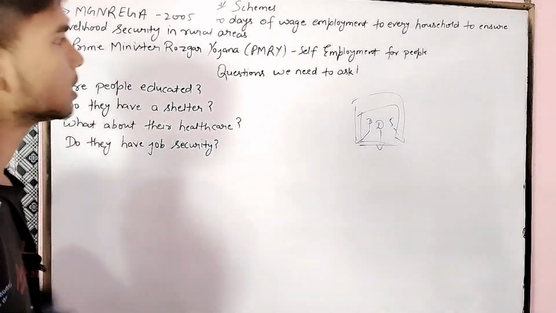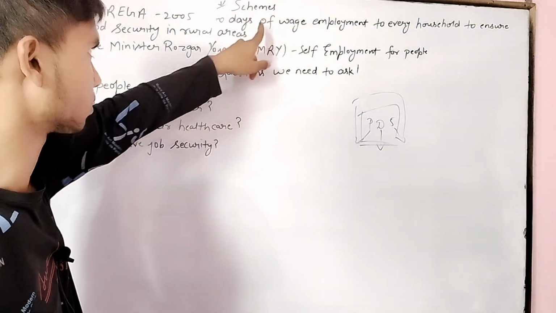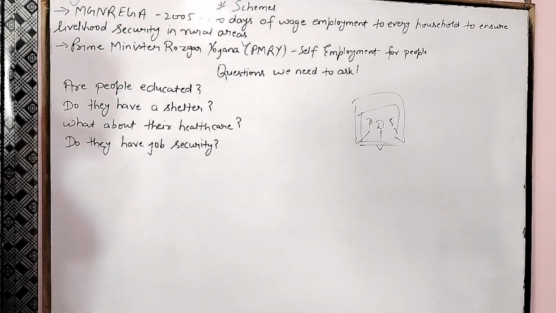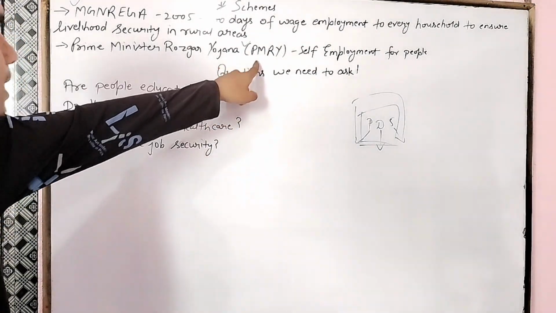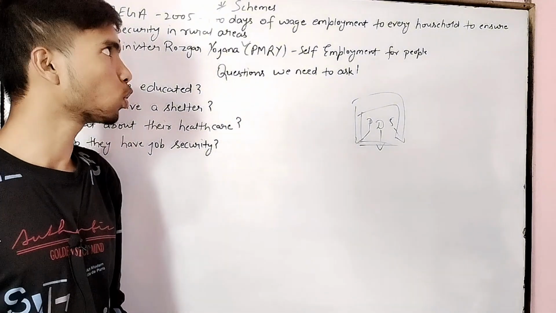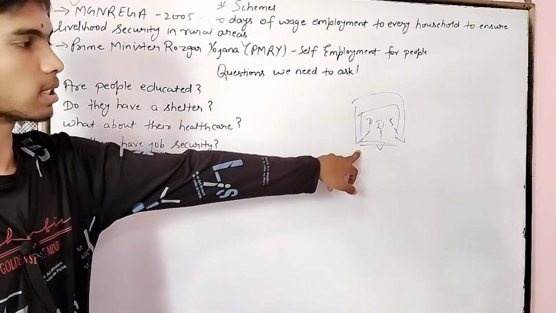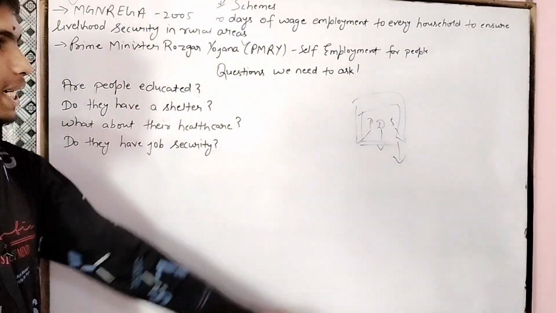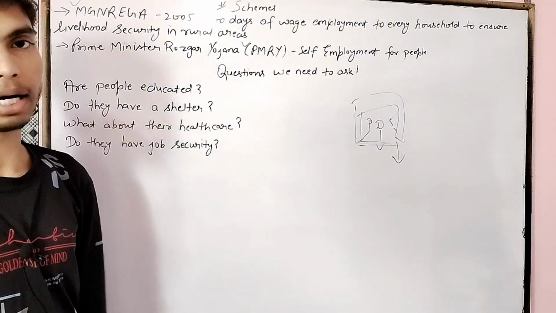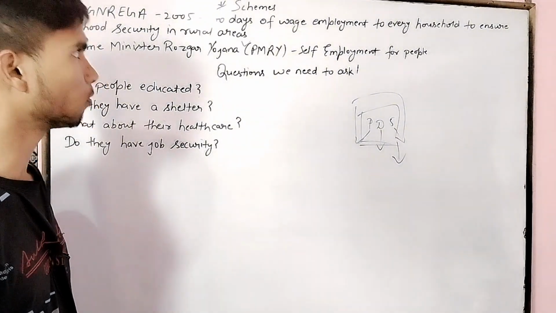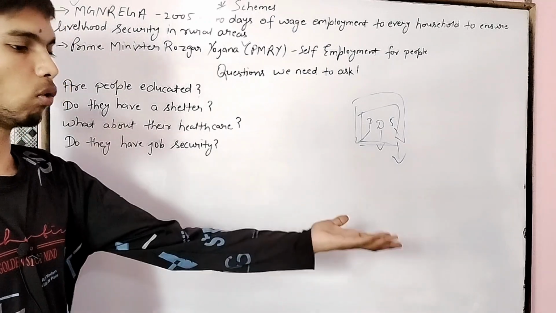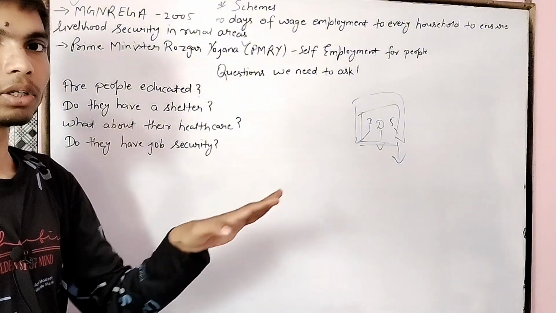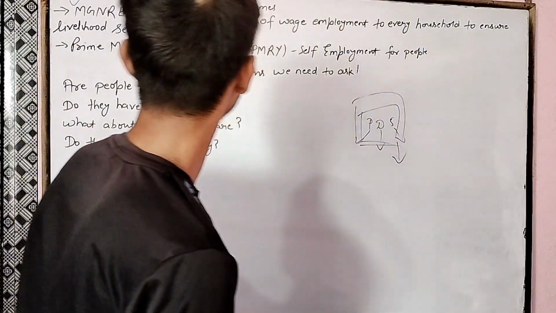Now we are talking about schemes. This is a scheme. What is the purpose of this scheme? The purpose of this scheme is to ensure food security. It will provide food to rural people, which means I am getting food security to rural people.